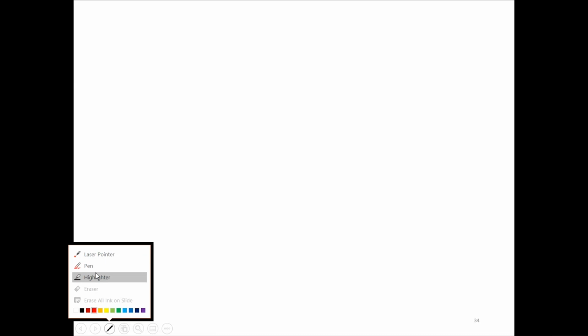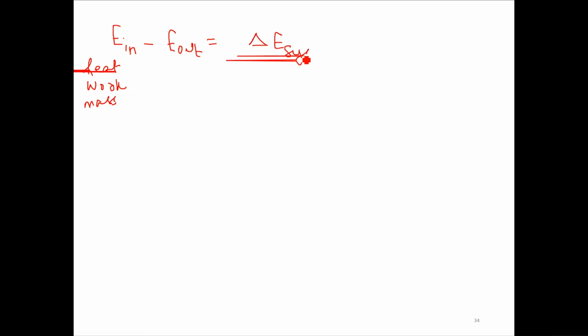Let me just give you a brief overview of what we had learned in the last lecture, and based on that we'll develop in this session also. We basically developed an energy balance equation, and according to the equation, E in, that is energy coming into the system, whether it is in the form of heat, work or mass, minus E out, again the three forms, would result in the change in energy of the system.